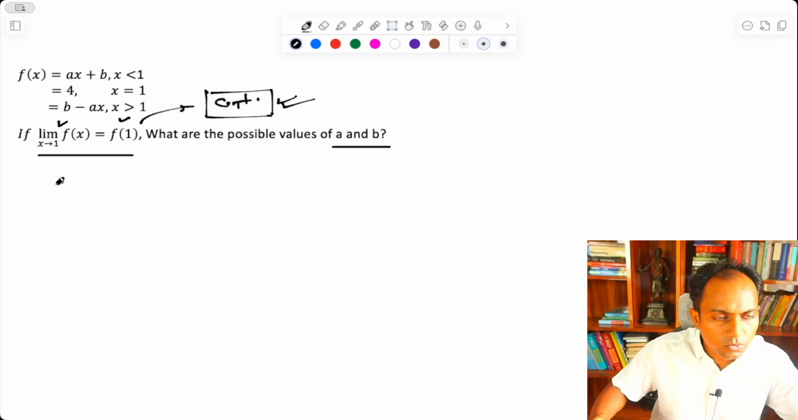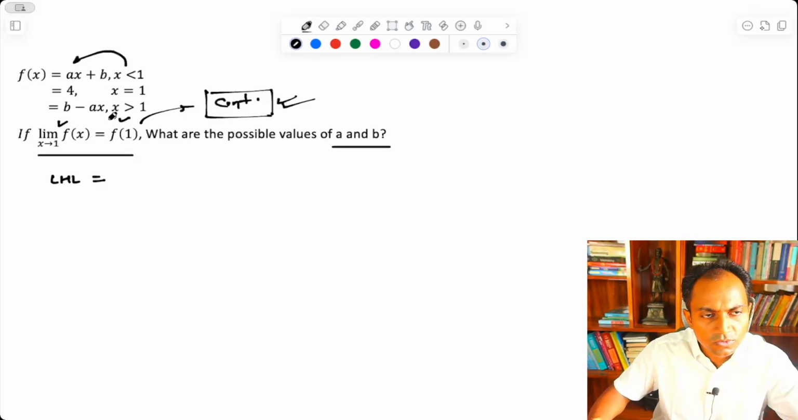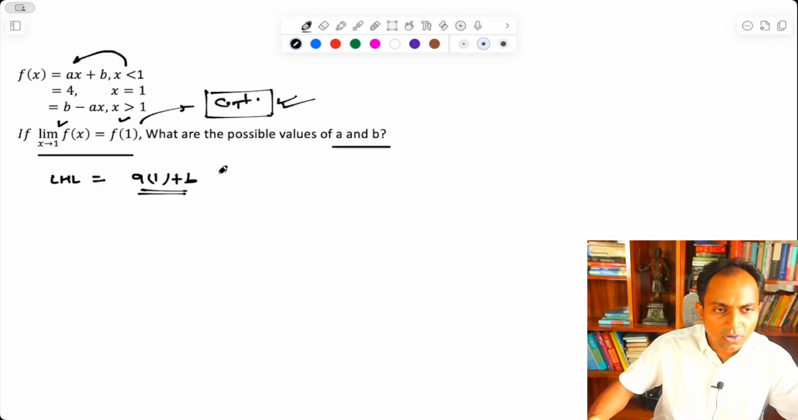So, what we will do is find the value of LHL. Now, let us use the shortcut method. Since I am looking at the vicinity of 1, the function is shifting at 1. So, I will directly put this value here. So, it becomes a into 1 plus b. Now, this is a shortcut. I can also use the long cut. There is no problem in doing that as well. But in simpler questions, shortcut will work.